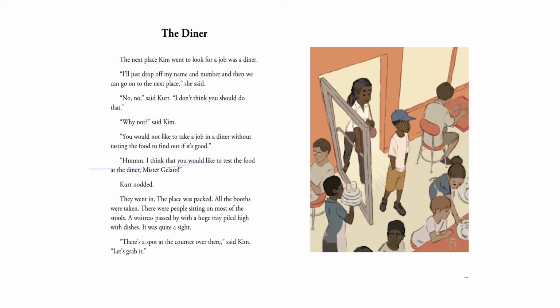The next place Kim went to look for a job was a diner. "I'll just drop off my name and number, and then we can go to the next place," she said. "No, no," said Kurt. "I don't think you should do that." "Why not?" said Kim. "You would not like to take a job in a diner without tasting the food to find out if it's good, right? I think you would like to test the food at the diner, Mr. Gelato." Kurt nodded. They went in.